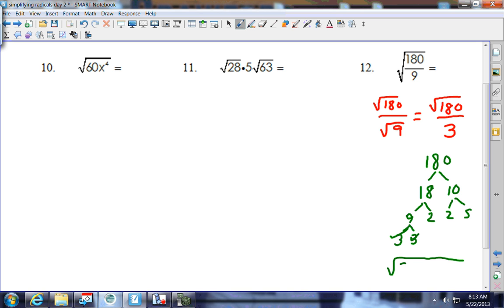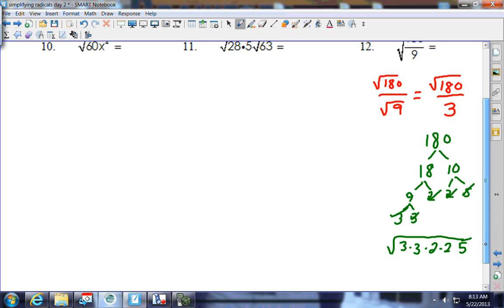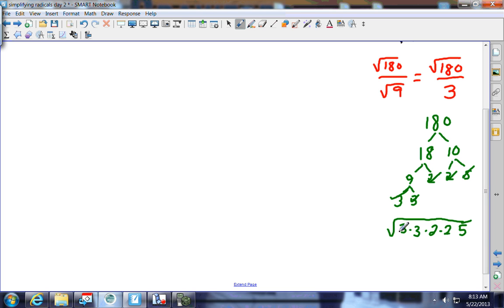3 and 3. 2 and 2. And 5. All right. Now, yeah, the 3 and the 2 come outside. And the square root of 5 stays inside. So if I rewrite this right here, 3 times 2 is what? 6. And then square root of 5 is still there.